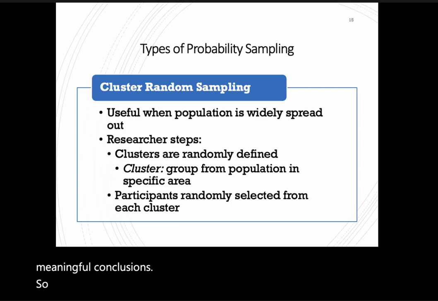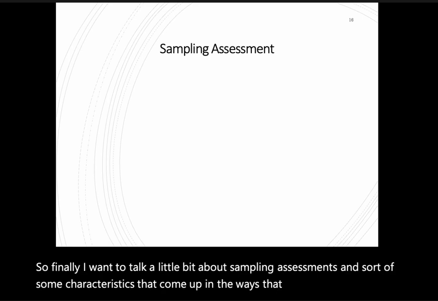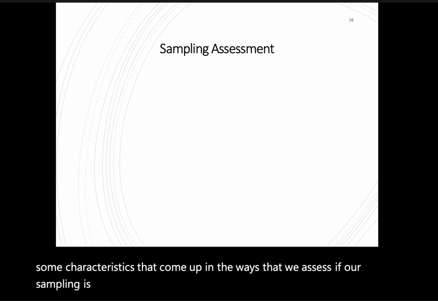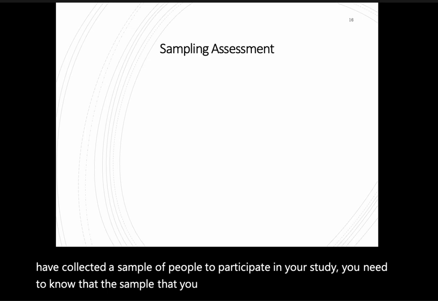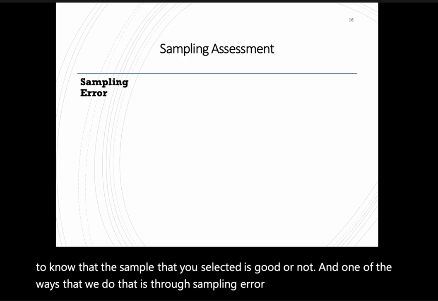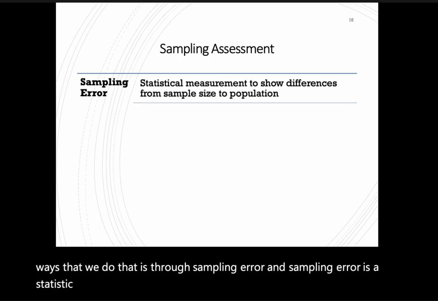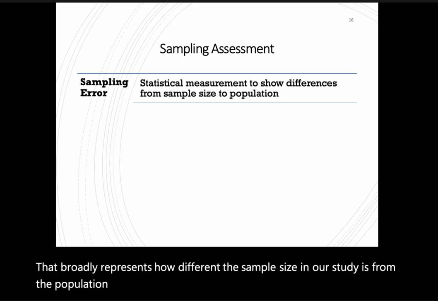So finally, I want to talk a little bit about sampling assessments and some characteristics that come up in the ways that we assess if our sampling is accurate. Because after you've conducted a sample or you have collected a sample of people to participate in your study, you need to know that the sample that you selected is good or not. And one of the ways that we do that is through sampling error. And sampling error is a statistical measurement that broadly represents how different the sample in our study is from the population of interest to us.